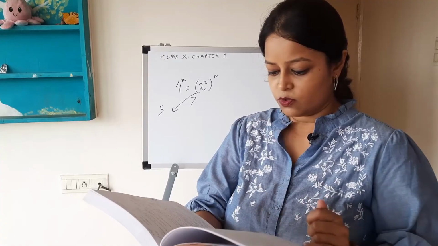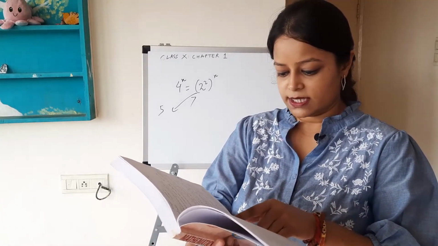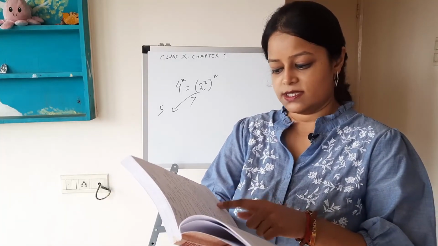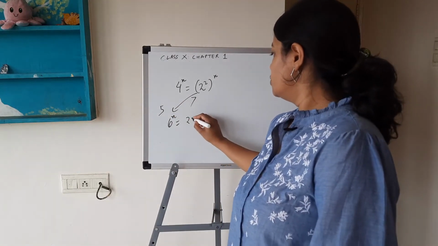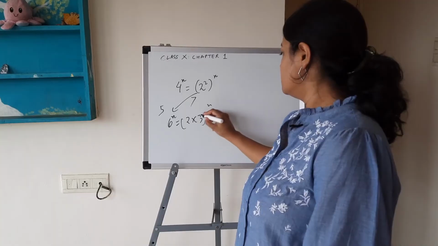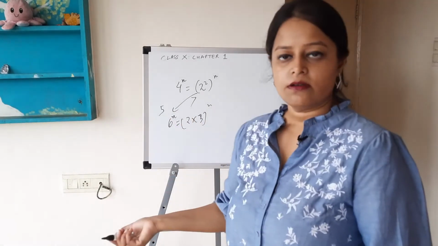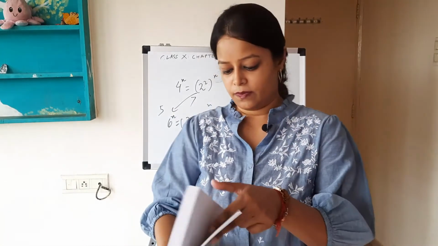We have another question in the book which says, check whether 6 to the power n can end with the digit 0. Again, same: 6 to the power n is 2 into 3 to the power n. There is no 5 here, so it cannot end in 0.